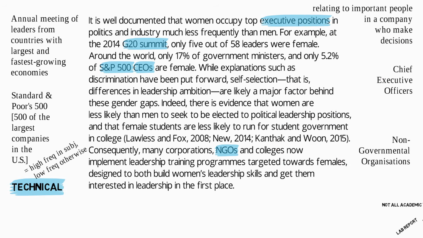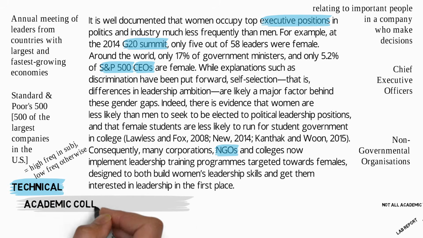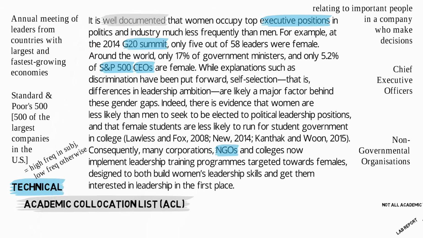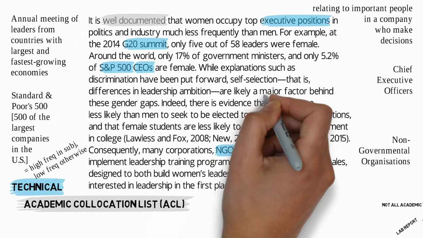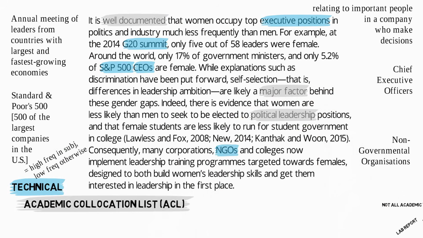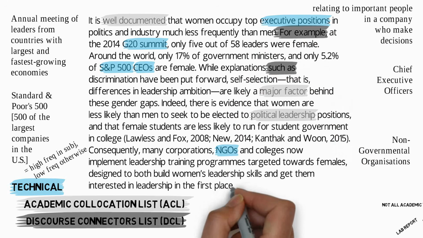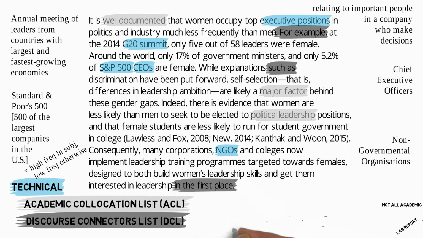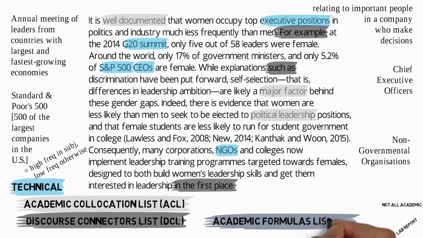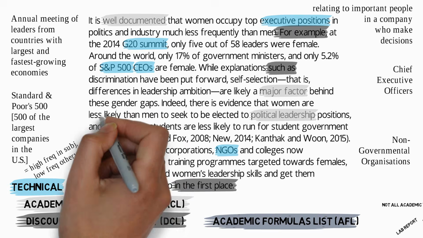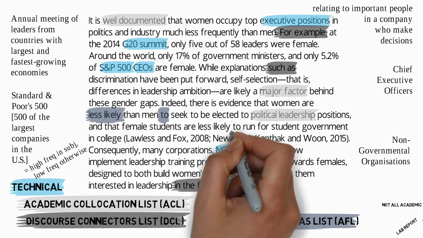Let's focus on academic words, which is what we're really interested in. Let's start with multi-word units. Collocations from the ACL. Well documented is one. Major factor is another, and political leadership is a third. Let's look at discourse connectors, not all of them, but just the ones which are multi-word. So for example, such as, and in the first place. Academic formulas, actually there's only one which is used in 2 places, and that is less likely to.